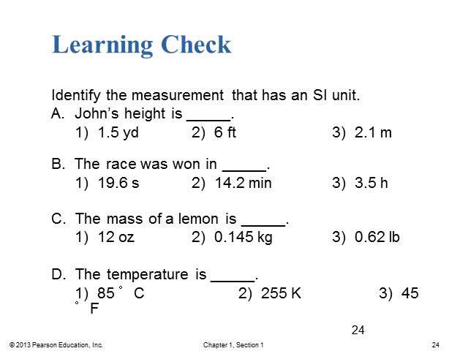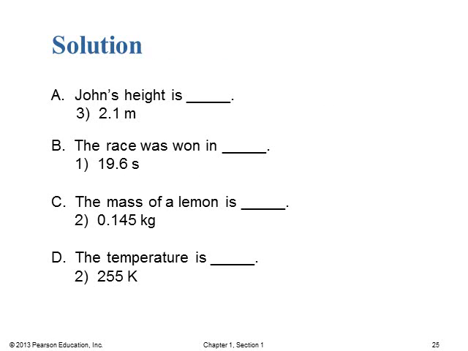And then lastly, scenario D, the temperature is: choice 1 is in Celsius, 2 is in Kelvin, and 3 is in Fahrenheit. Here it's asking for the SI unit, and if you recall, the SI unit for temperature was Kelvin, and the metric system used degrees Celsius. So here it's going to be choice 2 since it's looking for SI units. All right, and there you see the solutions.